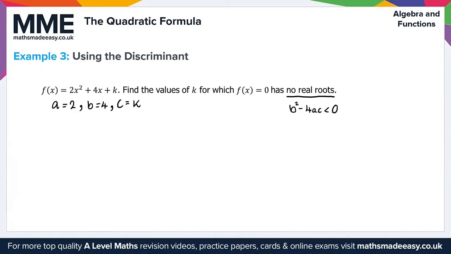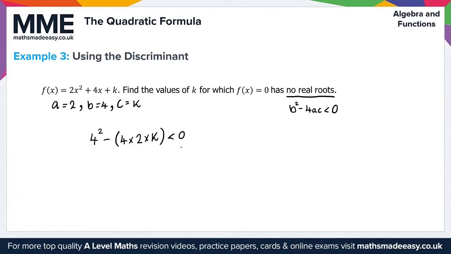All we need to do now is substitute the values appropriately into our discriminant. So therefore, b squared, that's going to give us 4 squared, minus 4ac. And again, let's place this all in one bracket just to eliminate any errors with the negative signs. So this is going to be 4 times a, which is 2, times c, which is k. And as we've already noted, as this has no real roots, the discriminant here must be less than 0.